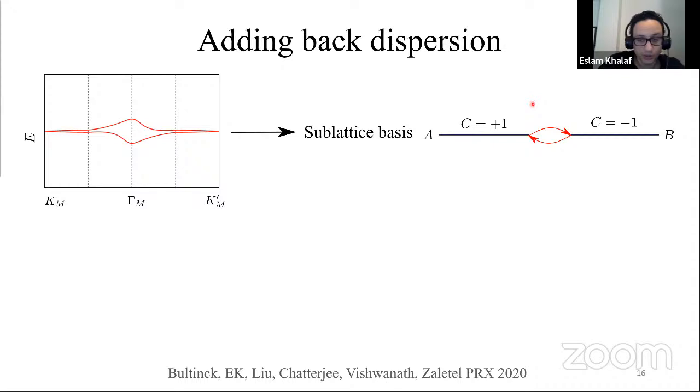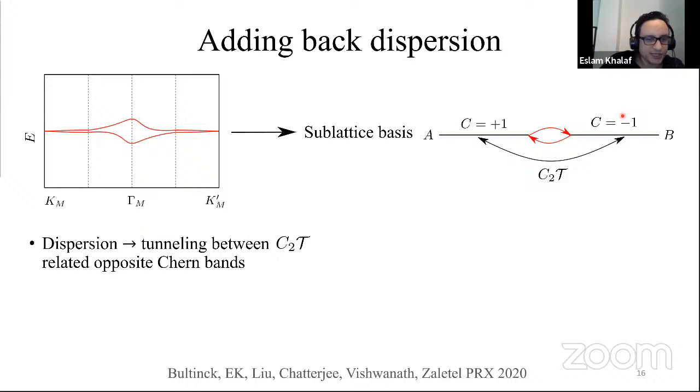You can see this from the fact that the two-fold rotation sends sublattice A to sublattice B, and time reversal symmetry essentially flips the Chern number or the direction of the magnetic field. So this tells us that we can exactly represent the non-interacting physics or the band structure in terms of two flat bands that have opposite Chern numbers or opposite magnetic fields that are connected by tunneling and are related by C2T symmetry.